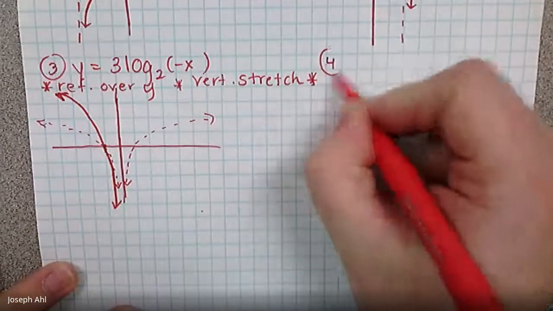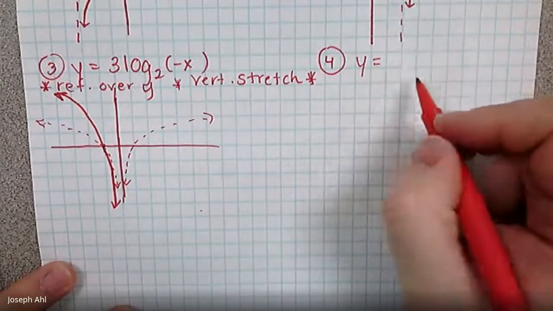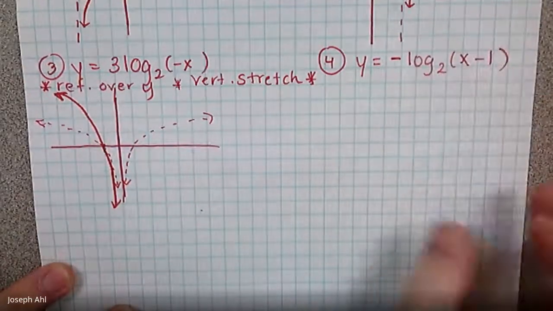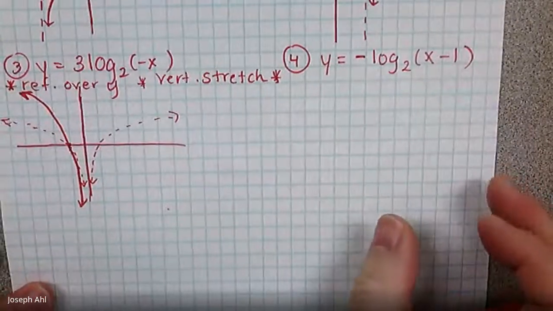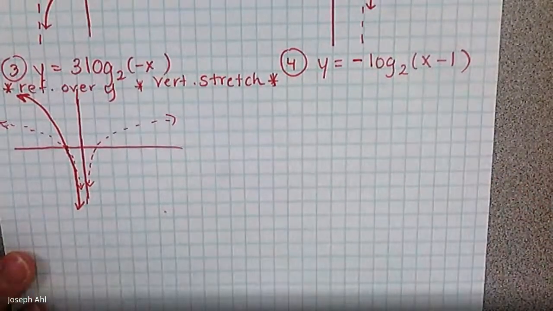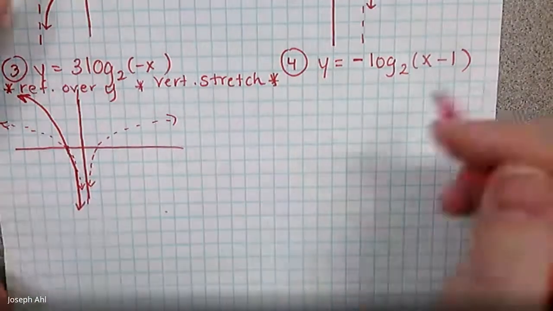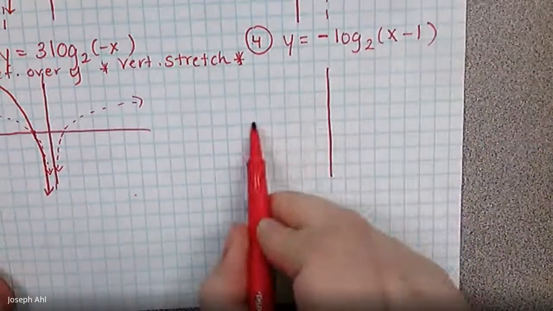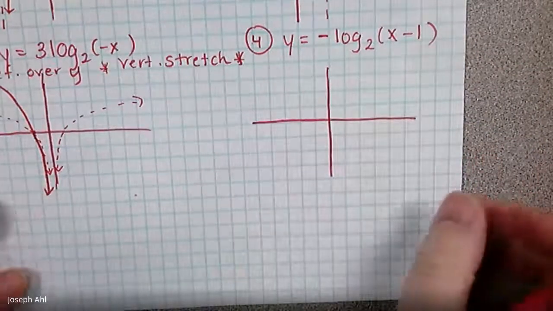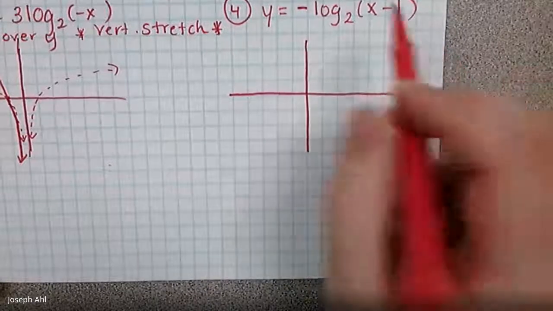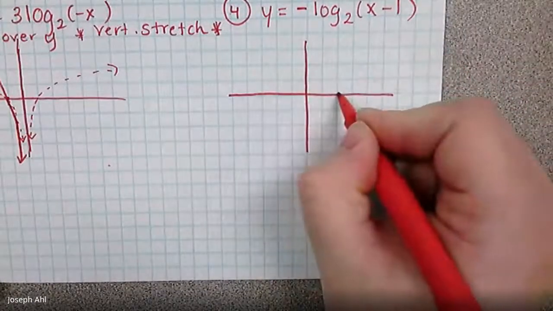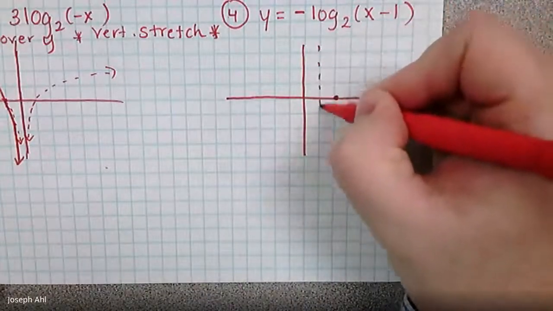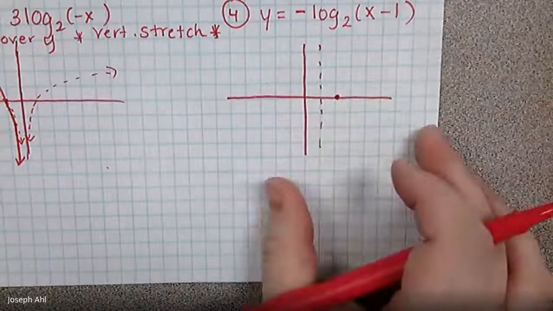Last thing I'm going to do transformationally is sketch y equals, let's do negative log base 2 of x minus 1. Okay. So if we want to graph the negative log base 2 of x minus 1, we know we're going to shift to the right 1 unit. So instead of having an x-intercept at 1, now we're going to have an x-intercept at 2. The vertical asymptote would shift 1 unit to the right as well. So there we are at x equals 1.